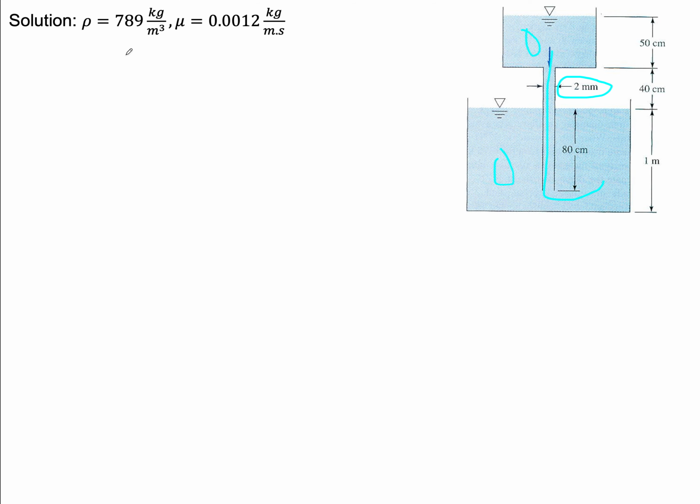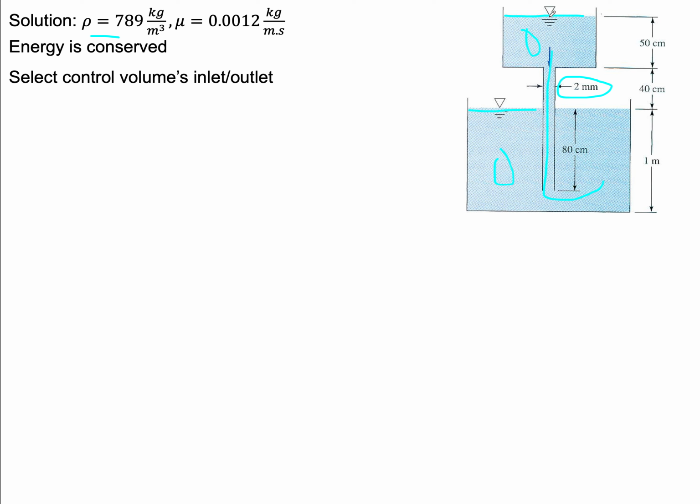So the fluid properties are given. You can find them in the table. And now let's do the conservation of energy for a control volume. So let's pick our control volume. So I would pick this as my inlet to the control volume and this as my outlet.